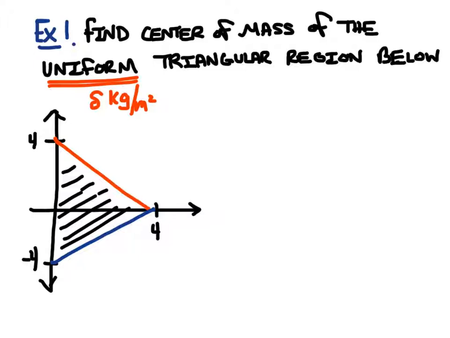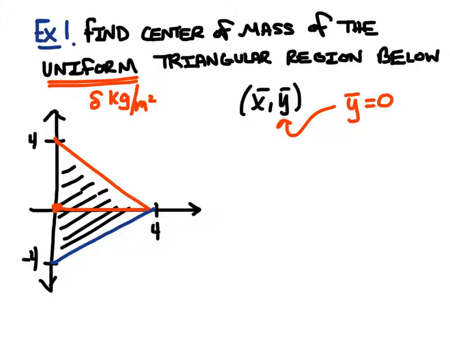Okay, so what are we after? We're after the center of mass. And the center of mass in this two-dimensional case is going to be an ordered pair x bar, y bar. Using a little bit of logic, we should be able to see that y bar has got to be equal to 0. Because this is a uniform region, the center of mass has to be on this line, y equals 0. So we just got to figure out where the x-coordinate of this center of mass is.